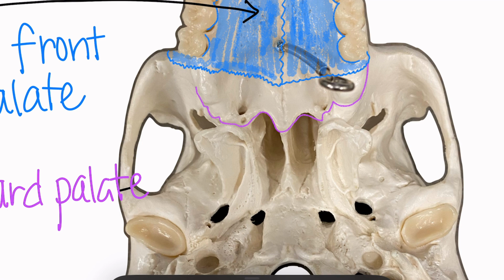And it has two sides to it too, two palatine bones that fuse together. If someone is born with a cleft palate, something went wrong with the fusion between the two sides or with where it joins with the maxilla.